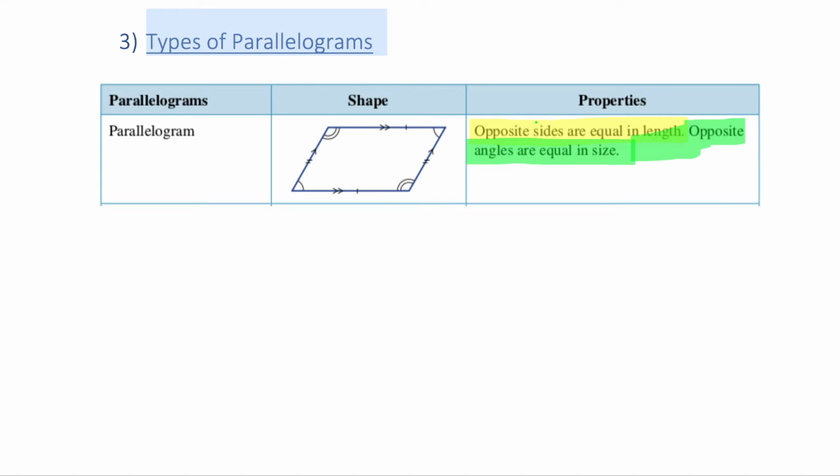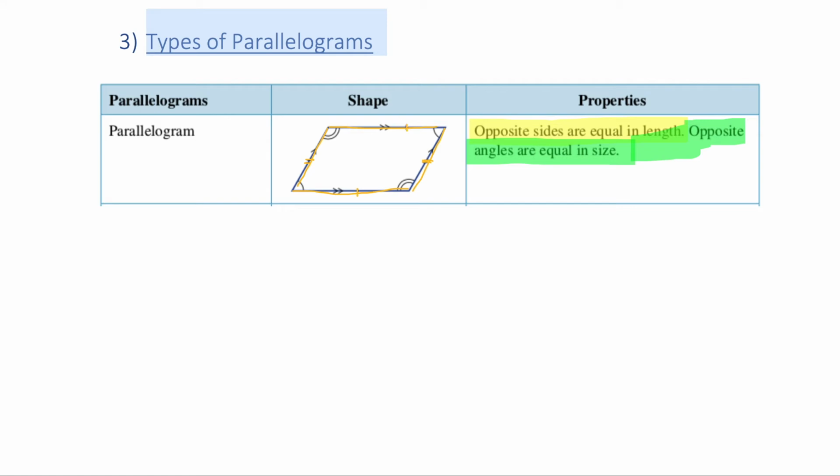We can see here that opposite sides are equal in length. If I use yellow, we can see that this side and this side measure the same, and we know this is marked with two lines here, symbolizing that they have the same length. And the same here, if I look at this opposite side and this other opposite side, they measure the same, symbolized by this mark here.